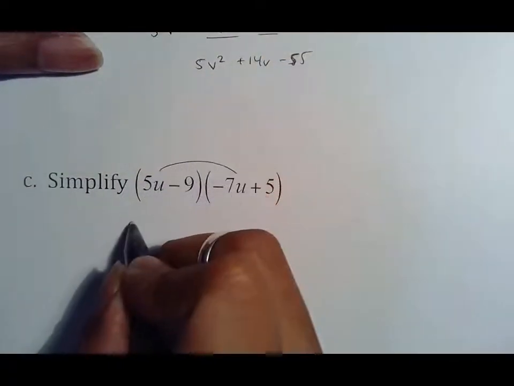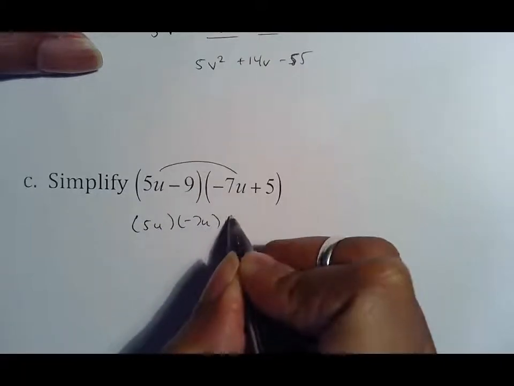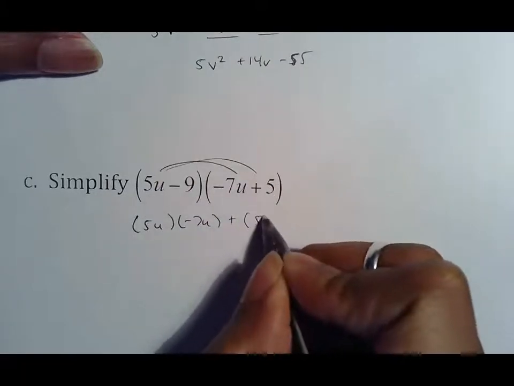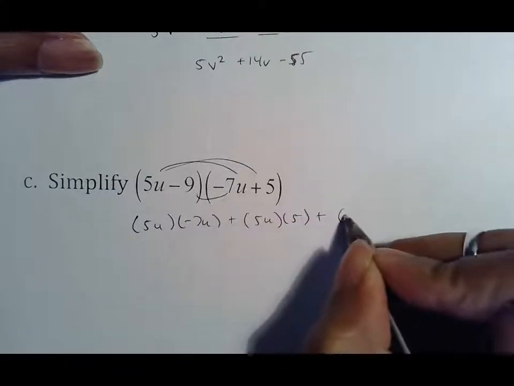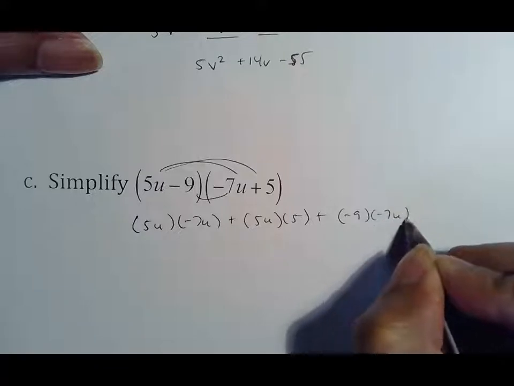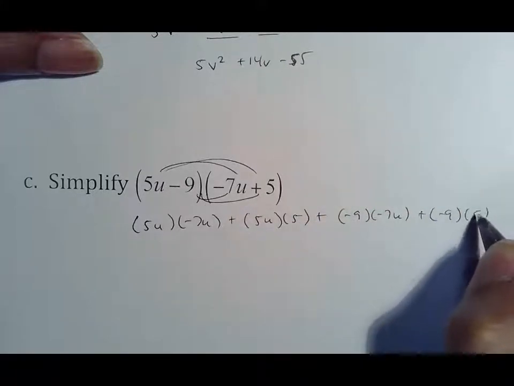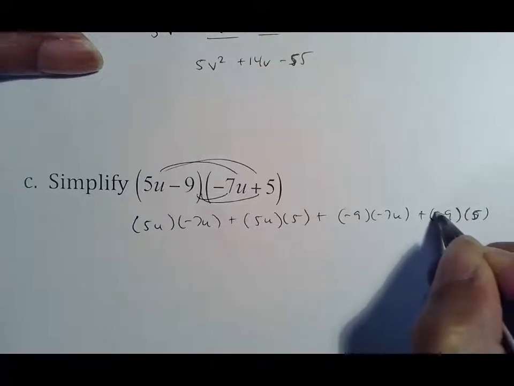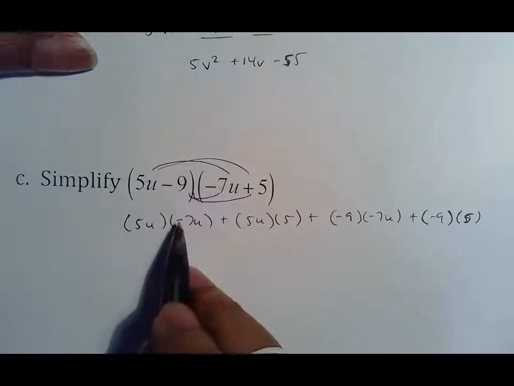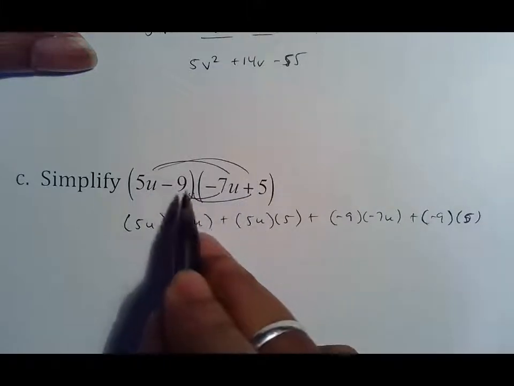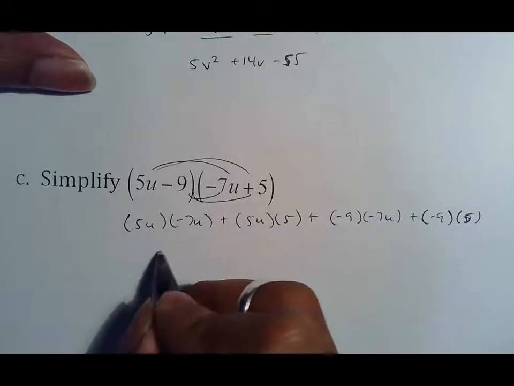Another one. It's just the same thing over and over. 5u meets negative 7u, and 5u meets 5, and negative 9 meets negative 7u, and negative 9 meets 5. Feel free to replay that if you need to actually watch what's going on after you write it, but that's pretty much it. That's everybody. Then simplify those.